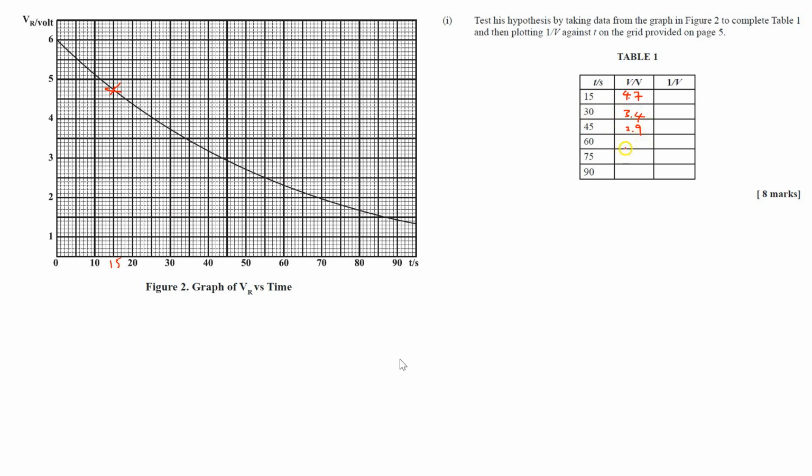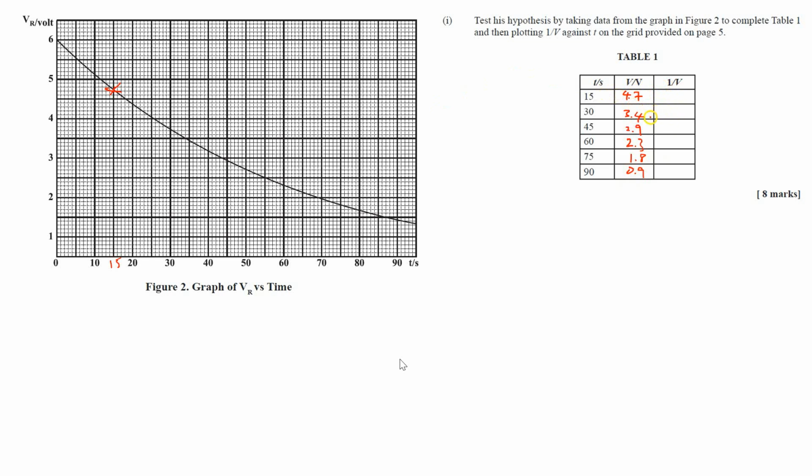And then, ladies and gentlemen, we'll just go ahead and find 1 over V, right? So 1 upon V is just simply the inverse of V. So once you do that, then you just fill out the table, all right? So there's nothing hard right there to do. And then from there, now we're going to plot the graph and see what the relationship is.